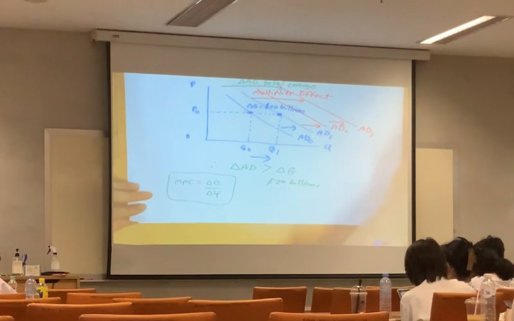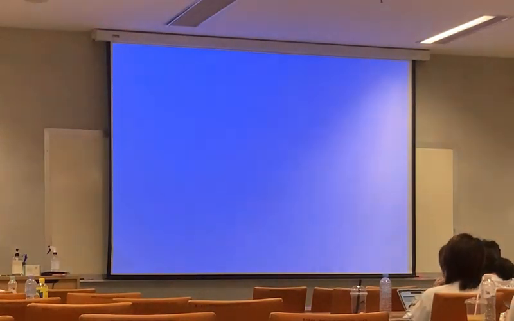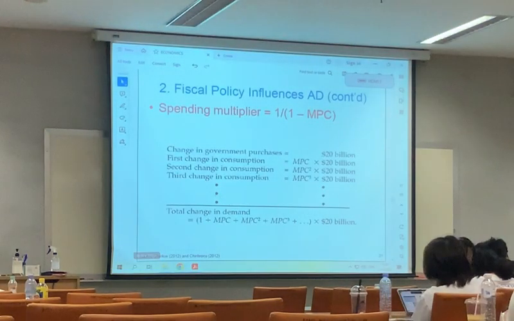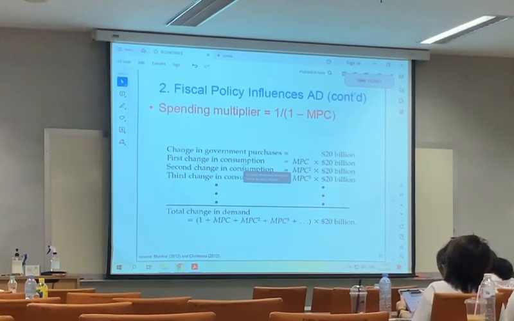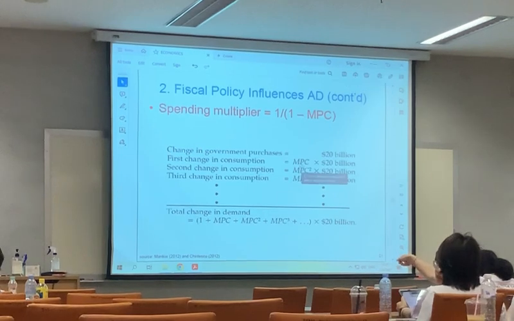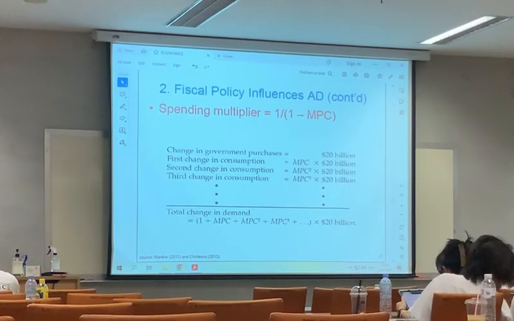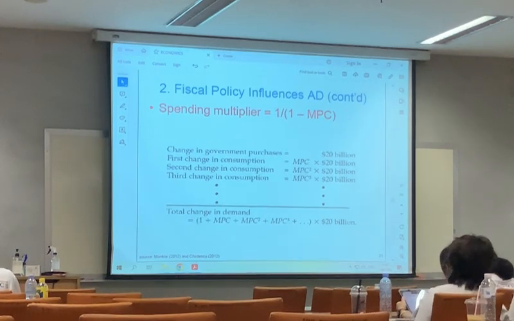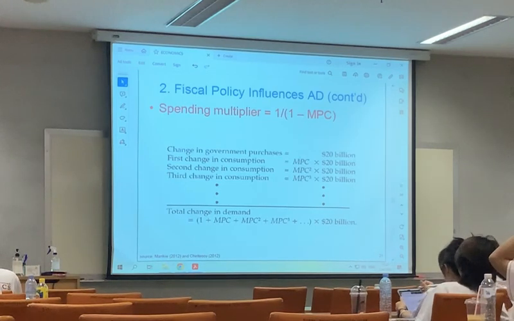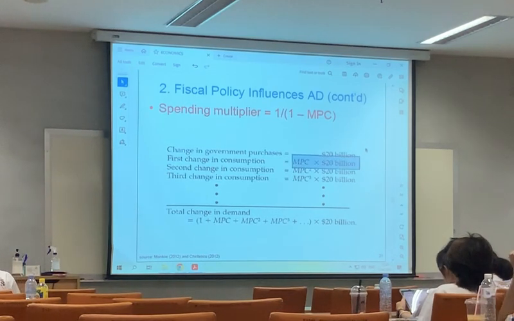If you go back to the slide, you will see the second effects. The first chain of G is 20 billion. If you would like to know how much the chain is for the multiplier effect, you just multiply MPC with 20 billion, and you get another proportion of change in AD. For the second chain, third chain, you just multiply MPC again with this amount. So you get MPC squared multiplied with 20 billion, and so on and on.